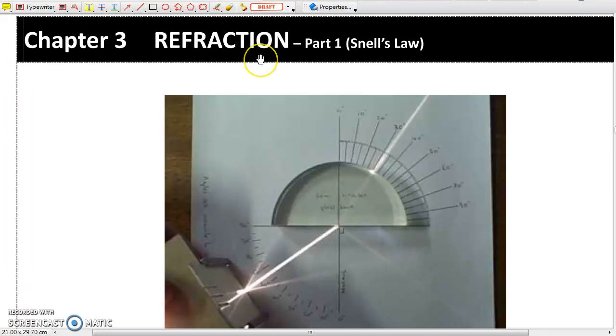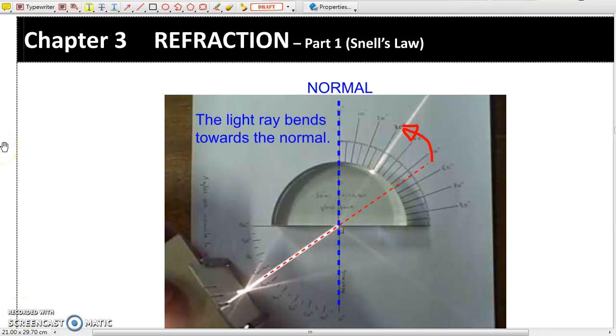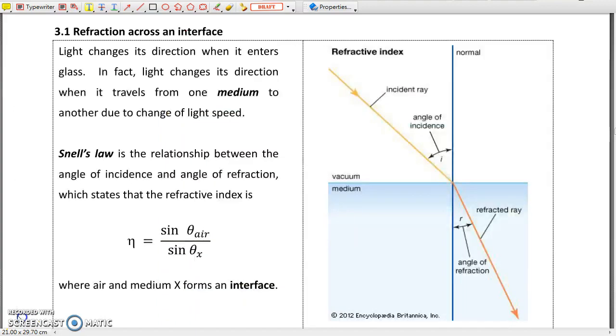This time, you will investigate the refraction of light, that is, the change in direction of light when it travels across different media. For example, when a light ray travels from air to glass, as shown here, the light ray bends. It changes in direction. In a direction closer to the normal, we say that it bends towards the normal.